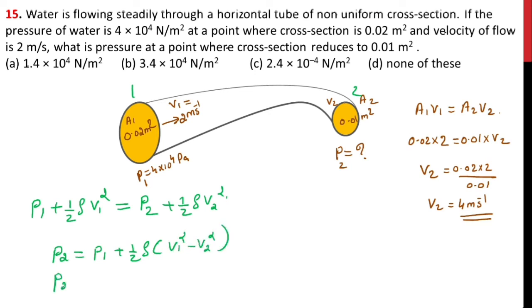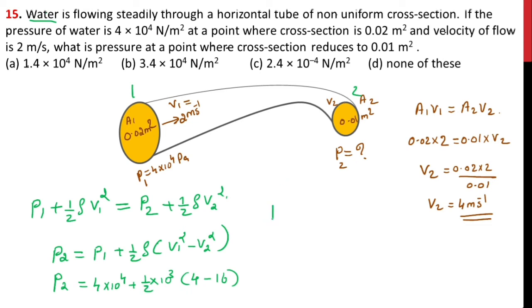Substitute the values here, therefore P2 is equal to, what is P1? P1 is given as 4 into 10 to the power 4 plus half into rho. What is rho? Which liquid is flowing here? In this one you can see water is flowing there. So water density is equal to what? 10 to the power 3 into, what is V1? V1 is given as 2. So 2 square is 4 minus, what is V2? 4. 4 square is what? 16. So it becomes minus 12. Minus 12 divided by 2 is minus 6.